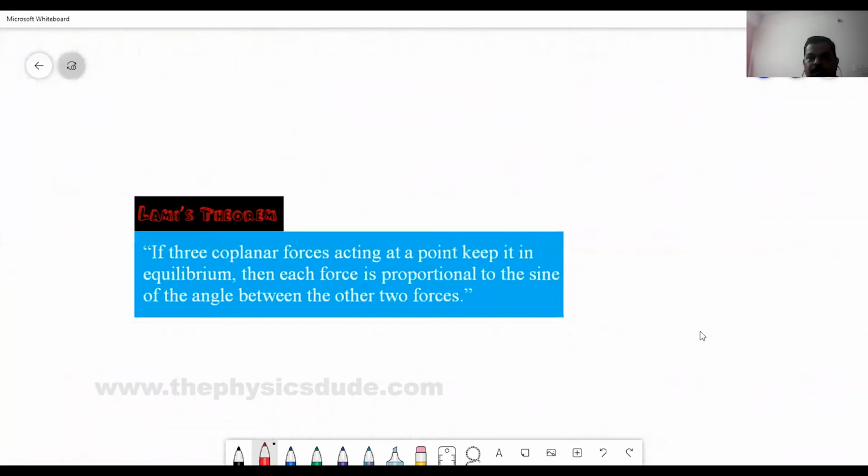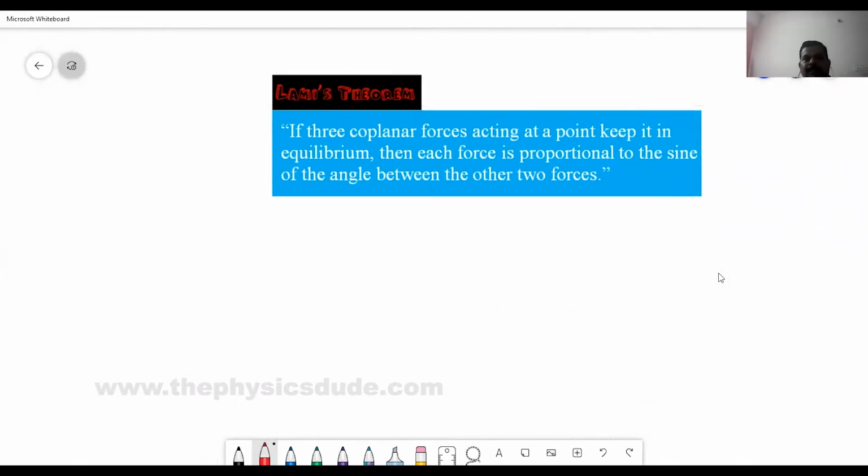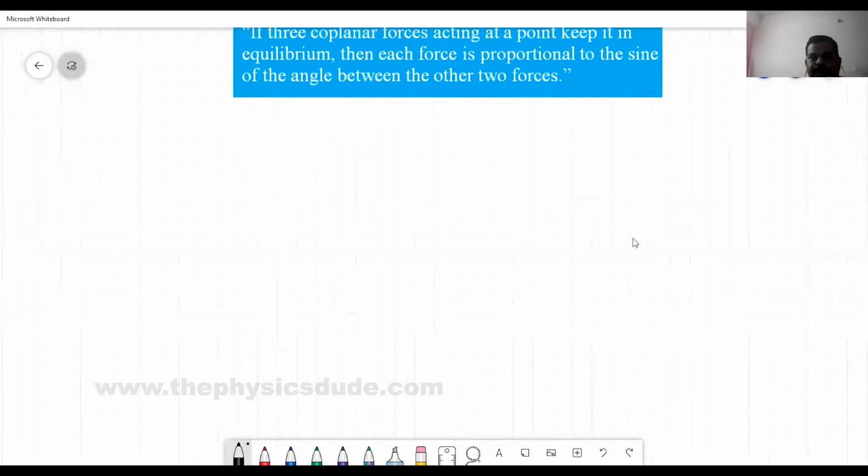Now let's move on to a very important theorem, that is Lami's theorem. What is this Lami's theorem all about? Let us read the statement. Three coplanar forces acting at a point keep it in equilibrium, and each force is proportional to the sine of the angle between the other two forces.